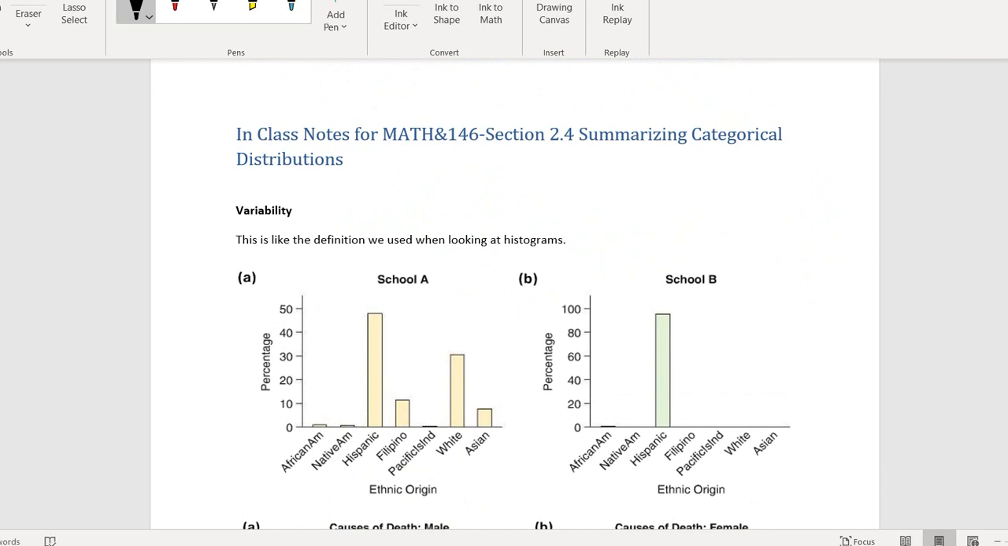Now, the next thing we're going to be talking about, 2.4, might as well be just 2.3 continued, is variability. If we are looking at these two schools, we can talk about their variability because they're very different, and we can also compare them. It looks like school A has more variability than school B, which has less. However, they both have the same mode, which would be Hispanic.